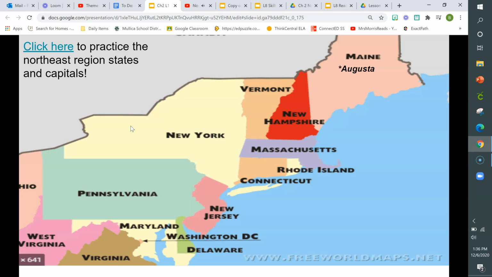Augusta, Maine, Concord, New Hampshire, Montpelier, Vermont, Albany, New York, Harrisburg, Pennsylvania, Annapolis, Maryland, Dover, Delaware, and Trenton, New Jersey, Hartford, Connecticut, Providence, Rhode Island, Boston, Massachusetts.